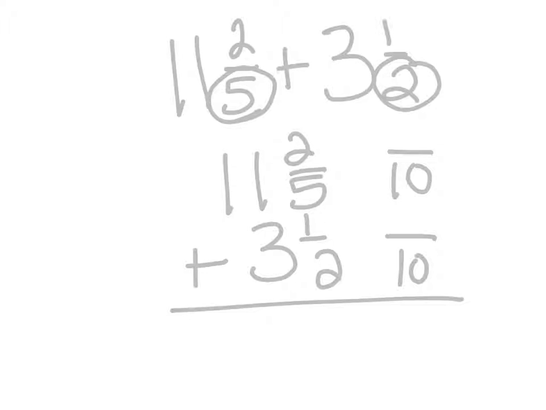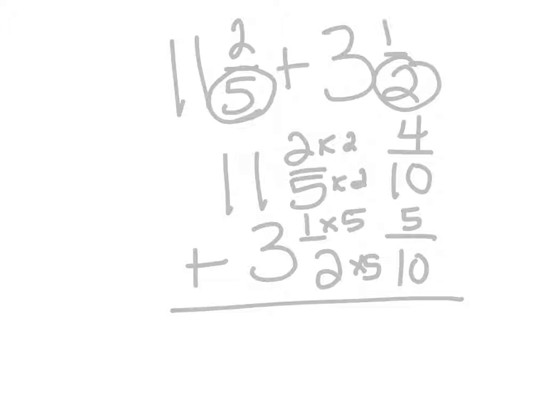Since I multiplied 2 times 5 to give me 10, I need to multiply my numerator of 1 times 5 to give me my new numerator of 5 for the bottom fraction. And since I multiplied 5 times 2 to give me 10, I need to multiply my numerator times 2 to keep it even to give me a new numerator of 4. So now I have two fractions that have common denominators.